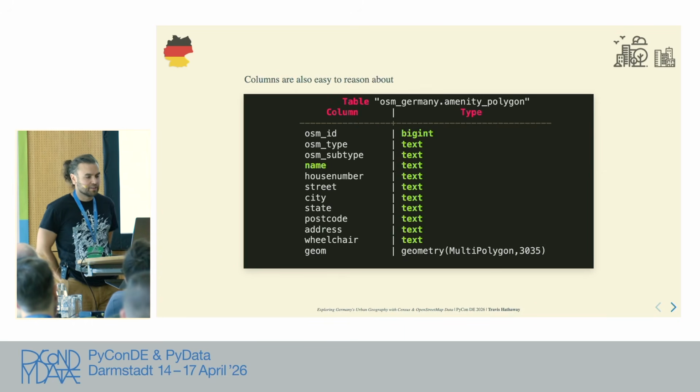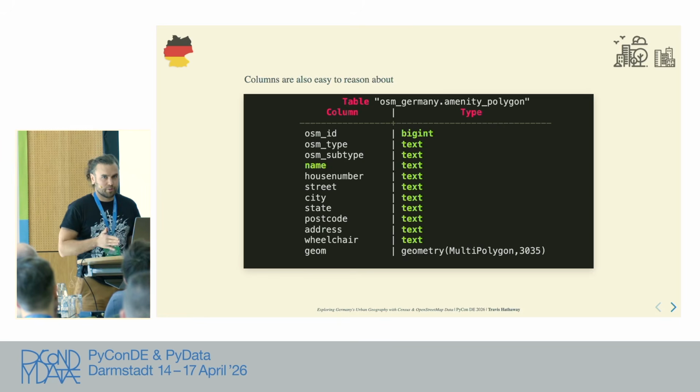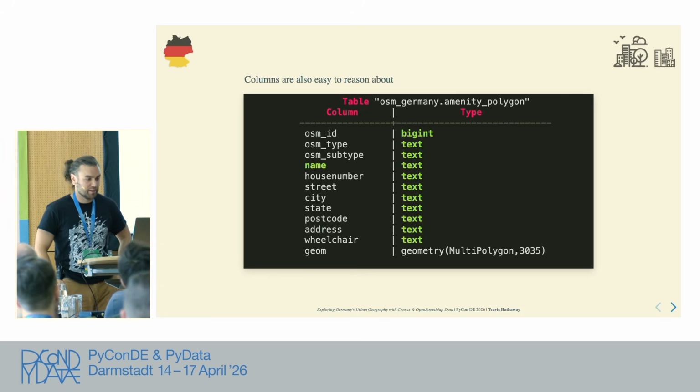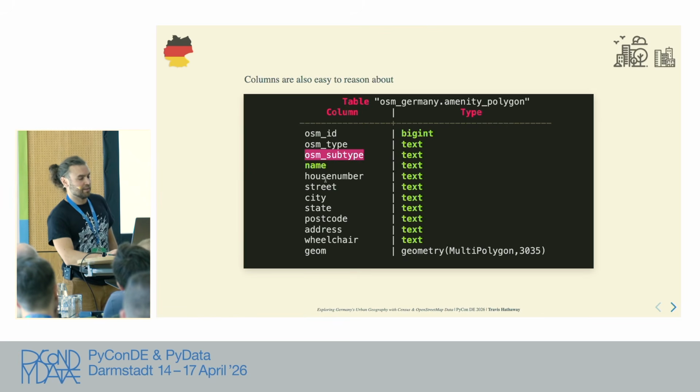And if anyone's ever done an import, like just a raw import of OSM to PGSQL, you can tell immediately that this is a lot more neatly organized. We have some nice fields like OSM type and subtype, and then we have house number, streets for the address, and then the all-important geom.